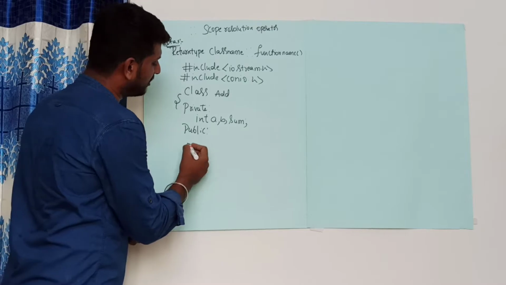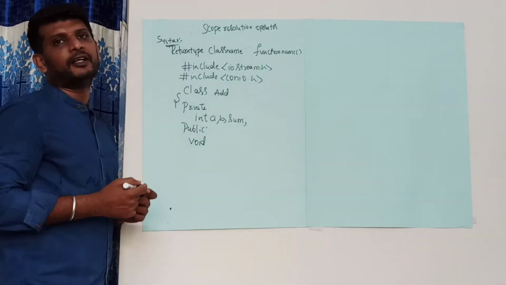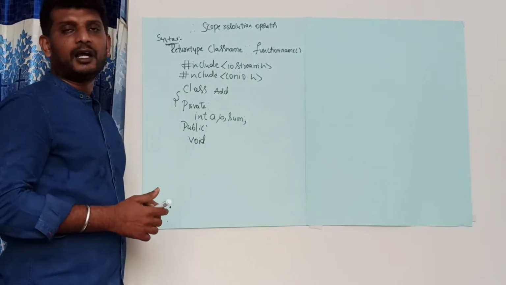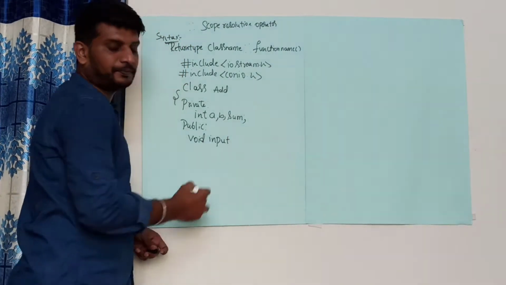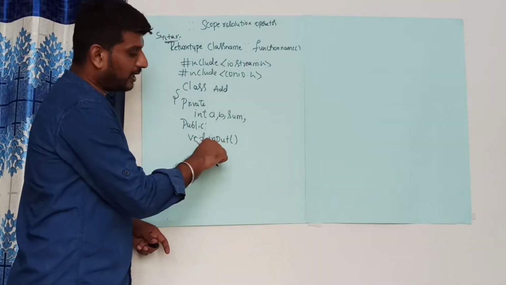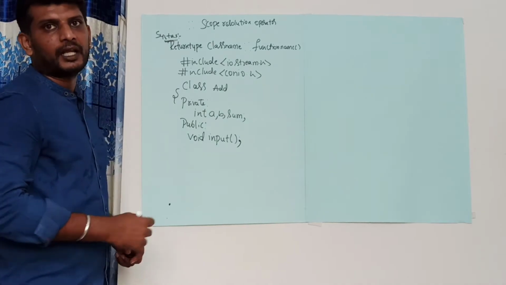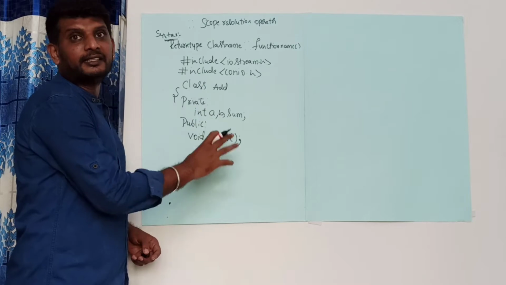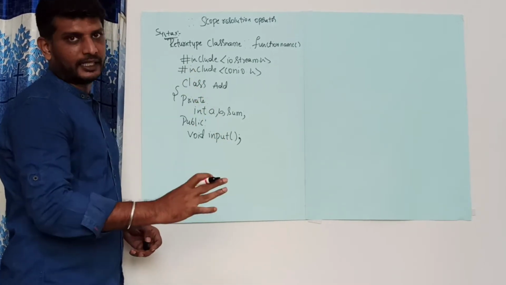I also told you I will be making use of three different functions: one for input, one for processing, and another for output. So the first function will be input. Since it is a function, I have to write it like this. Once you declare the function, make use of the semicolon. This is called the function declaration. You just declare the function inside the class and define the function outside the class.